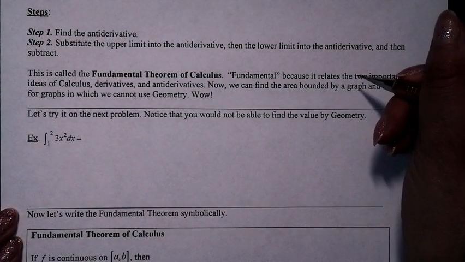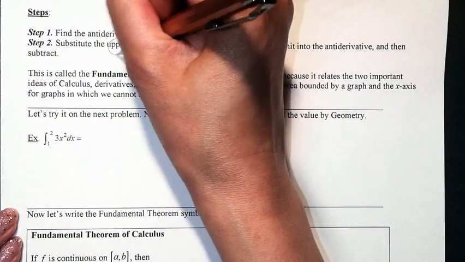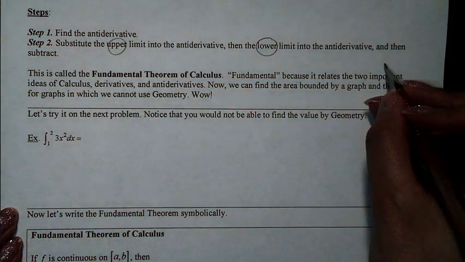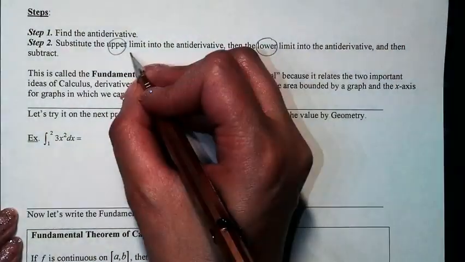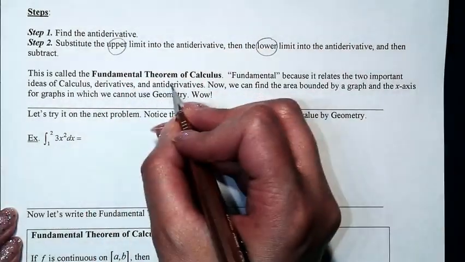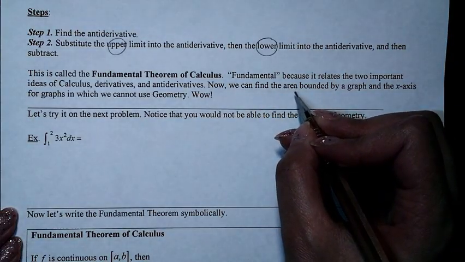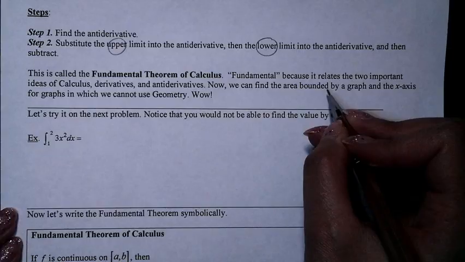Then after that, you are going to substitute the upper limit into the antiderivative, and then the lower limit of integration into the antiderivative, and then you're going to subtract them, upper minus lower. This is what we call the fundamental theorem of calculus. As you can see, it's fundamental because it relates two important ideas of calculus, derivatives and antiderivatives.